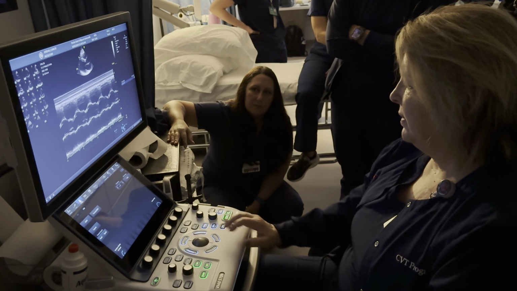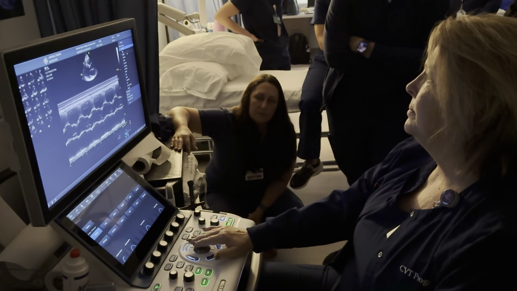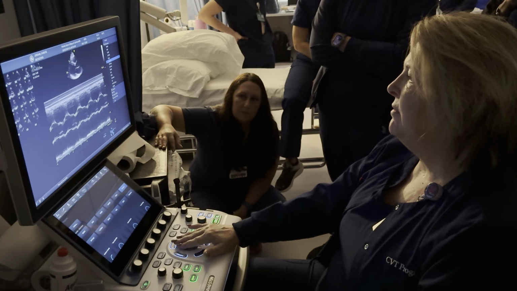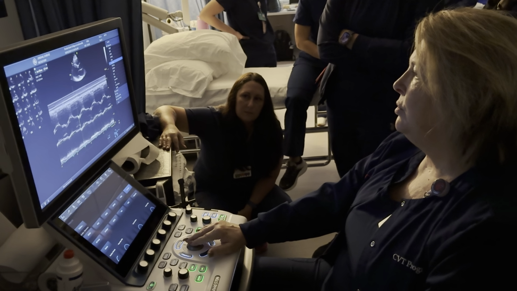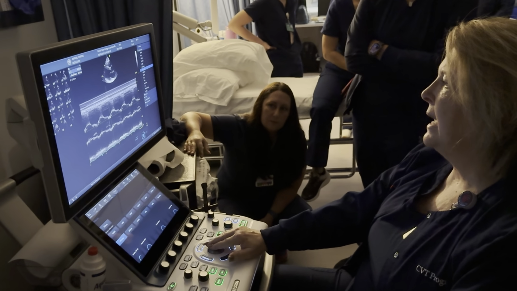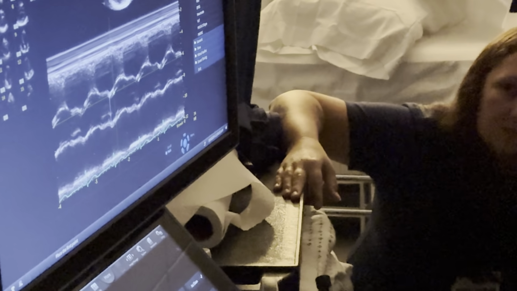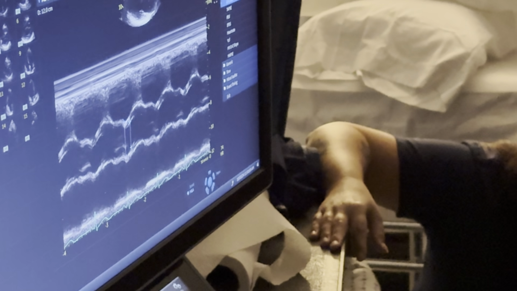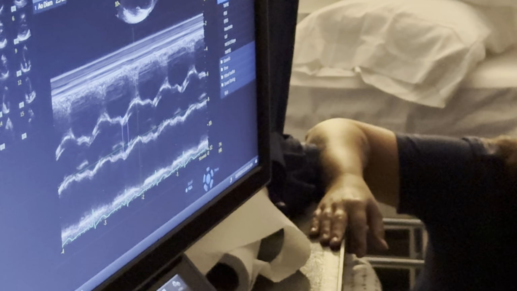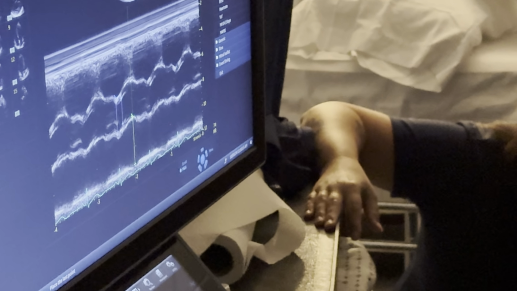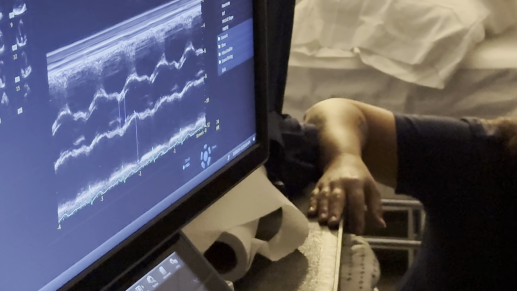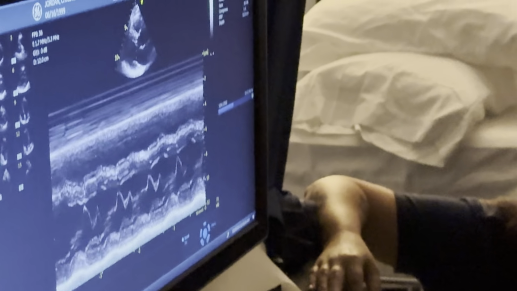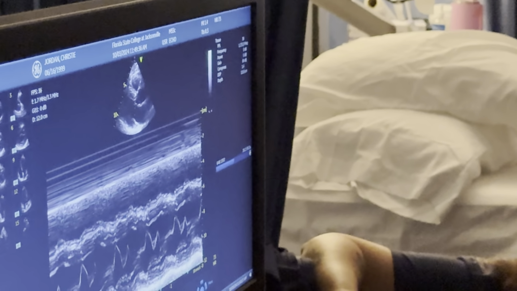All right, so here's M mode of the aorta. Off of the R wave, leading edge to leading edge. I don't have my glasses on, so it may be a tad bit off. Aortic cusp separation. And left atrium. Measure off. Go to your mitral valve. I like that one right there.